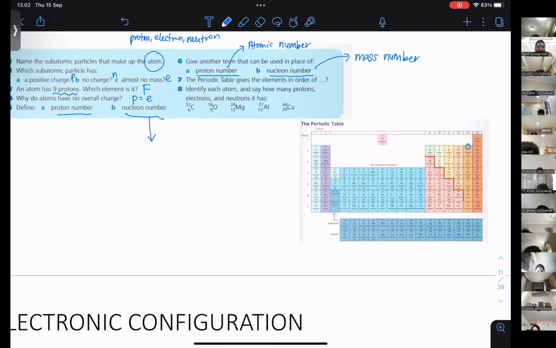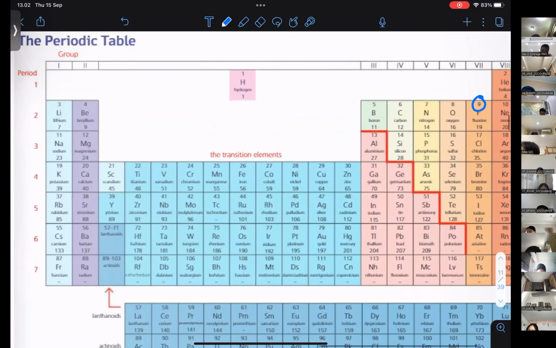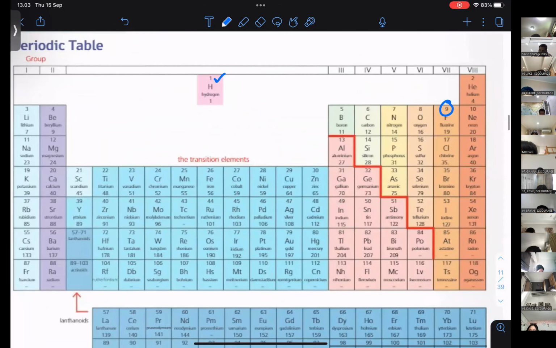The periodic table gives elements in order of what? You see the order, yeah? 1, 2, 3, 4, 5, 6, 7, 8, 9, 10, 11, 12, 13, 14, 15, 16, 17, 18. I hope you get the idea. Jesse, in terms of what?